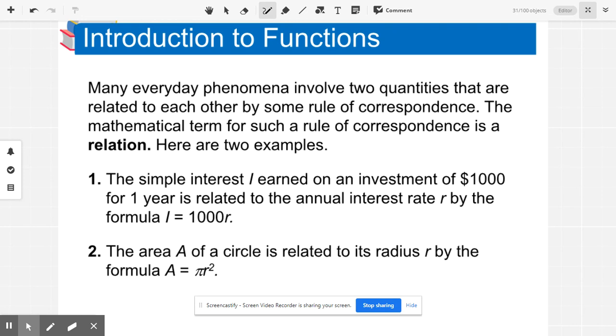All right, the simple interest I earned on an investment of $1,000 for 1 year is related to the annual interest rate by the formula I equals 1,000R. Two variables there, I and R, they are comparing or equaling out. So this creates a relation. The area of a circle is a relation that compares the area based on the radius of the circle.